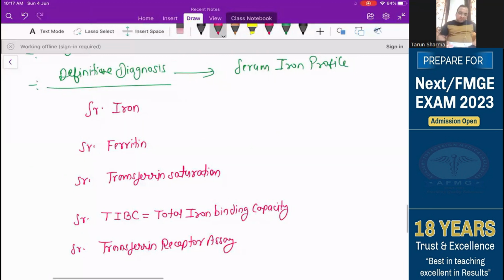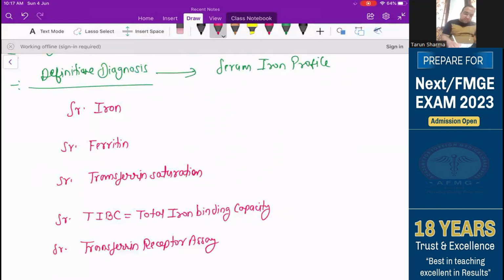Okay, so how will it help us? Serum iron will be decreased or low in cases of iron deficiency anemia, that we all know, because this is the iron deficient state. If iron deficiency is there, then the blood will not have a sufficient amount of iron, so that's why the blood levels of iron will be low or reduced.